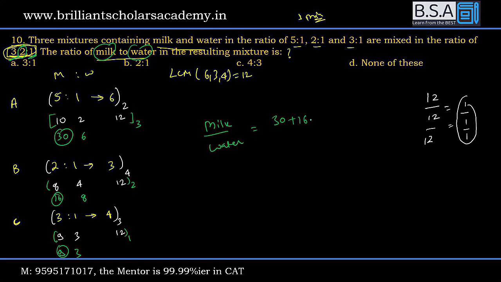30, 16 and 9. That is 55. And what is water? Water is 6, 8 and 3. That is 17. So your answer is 55 by 17, which happens to be none of these.